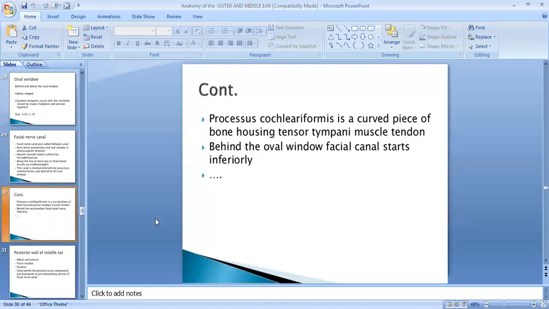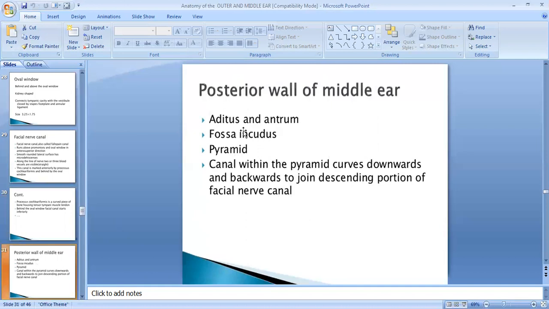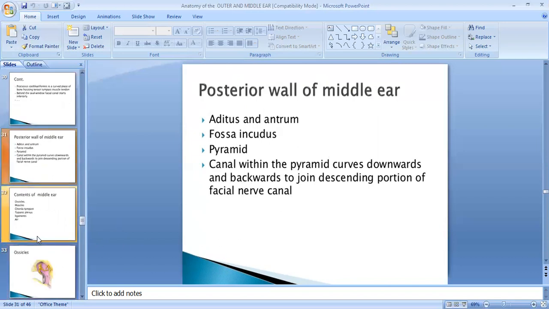Behind the oval window, the facial canal starts inferiorly. The posterior wall is actually the aditus and antrum, the mastoid antrum. Then we have the fossa incudis, and the pyramid. The canal within the pyramid curves downward and backward to join the descending portion of the facial nerve canal.